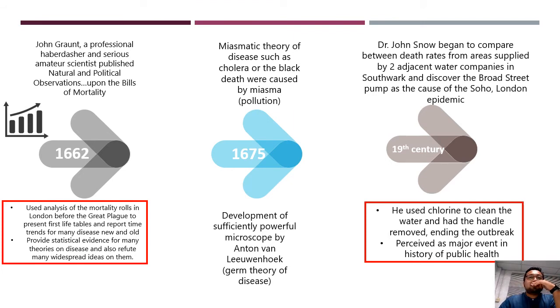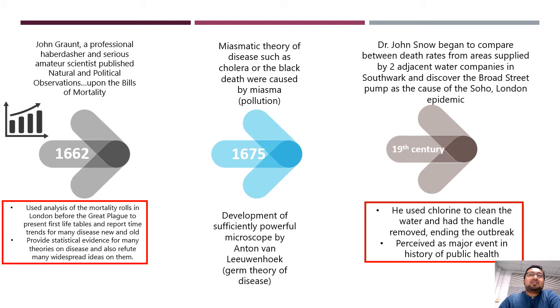Alright, so in 1675, the theory of disease such as cholera, ataupun cholera ni ta'un, or the Black Death were caused by miasma pollution. So kalau cholera ni air yang kotor, so with the development of a sufficiently powerful microscope by Anton van Leeuwenhoek, germ theory of disease. So dia perasan bila dia buat kajian daripada air sumber-sumber air ni ada microorganism which cause the disease. Macam kolera disebabkan oleh Vibrio cholerae.